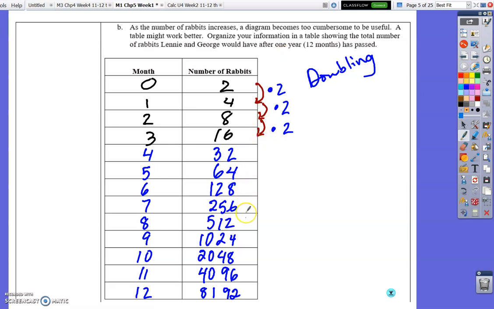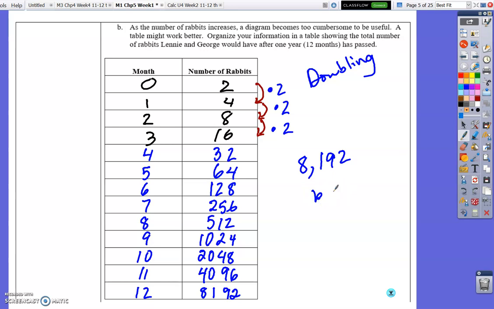So as you can see from this pattern, just following the doubling, and again, I used the calculator to help verify what I was doing. Just times the number by 2 as I went. Numbers get really big really fast. And in a year, we have 8,192 rabbits.